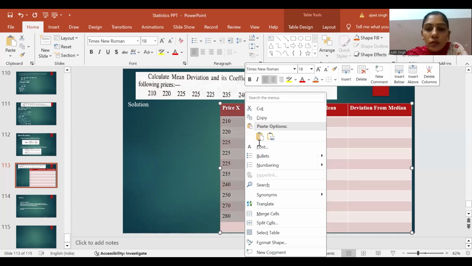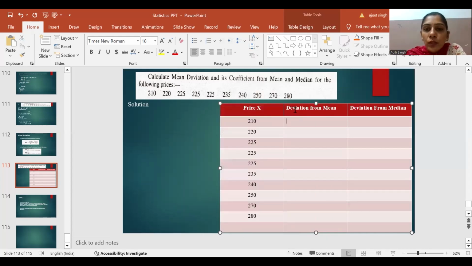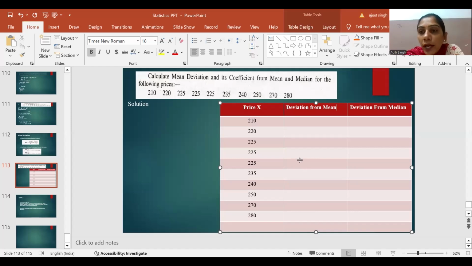Right? So what do we have to calculate? We have to calculate deviation from mean and deviation from median. For calculating deviation from mean, first of all, we have to calculate the value of mean and the value of median. The formula for calculating mean is to add all the values in the series and then divide by the total number.